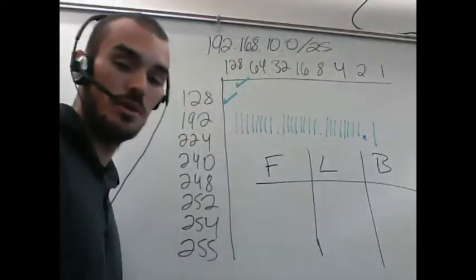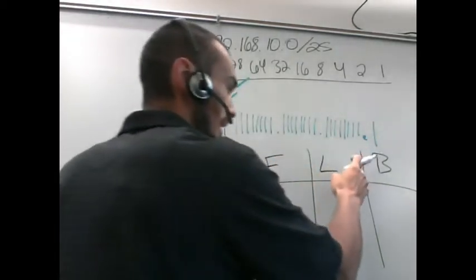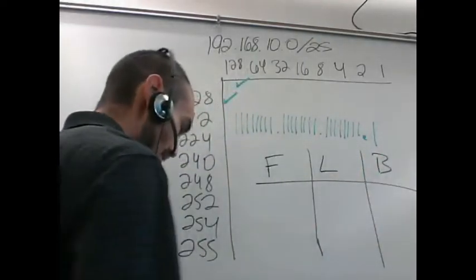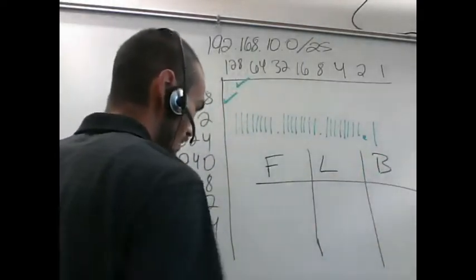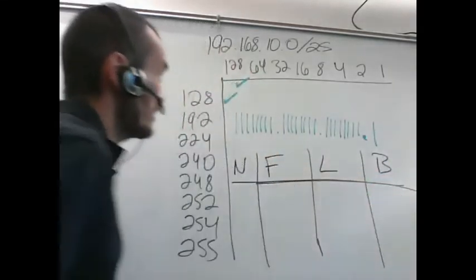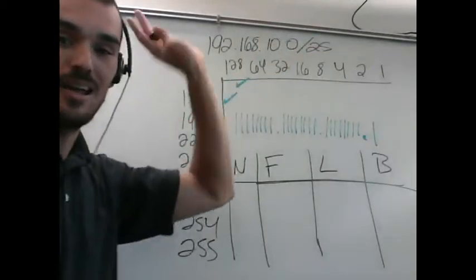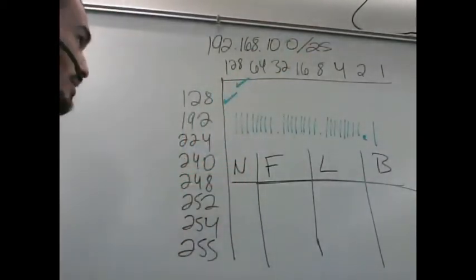So that's essentially what I'm trying to find when I'm doing the subnetting. The first address, the last address, and the broadcast. Now there's going to be one more column I'm going to add over here. This is going to be the network column. So remember, when we're subnetting, I'm concerned with this last octet. I don't care what the prefix is, so that's the numbers I'm going to use.